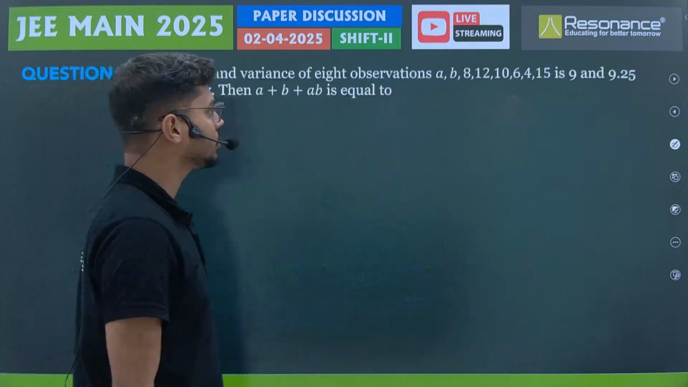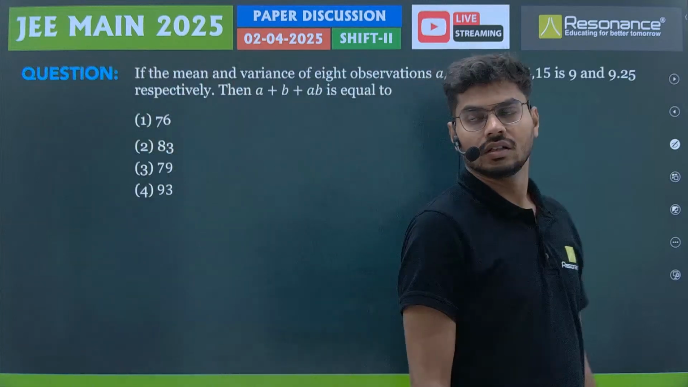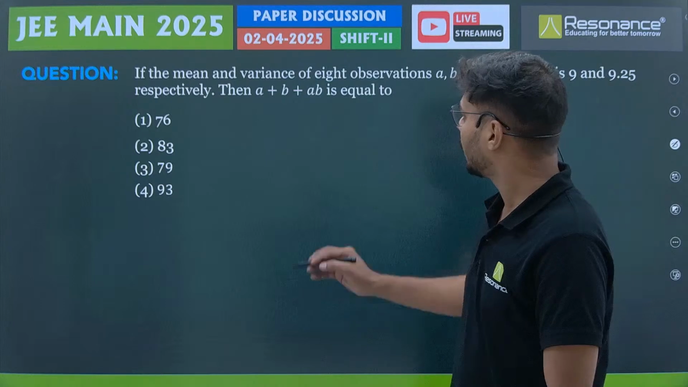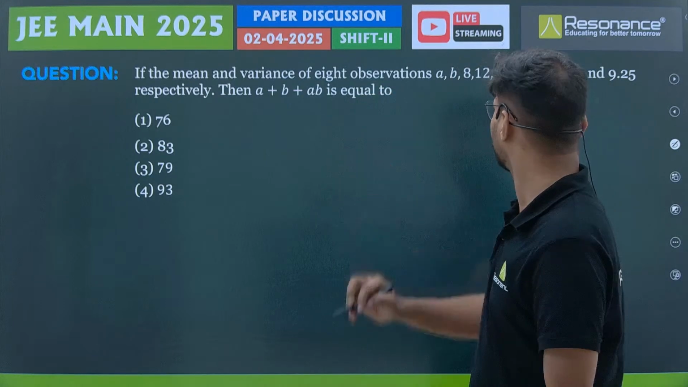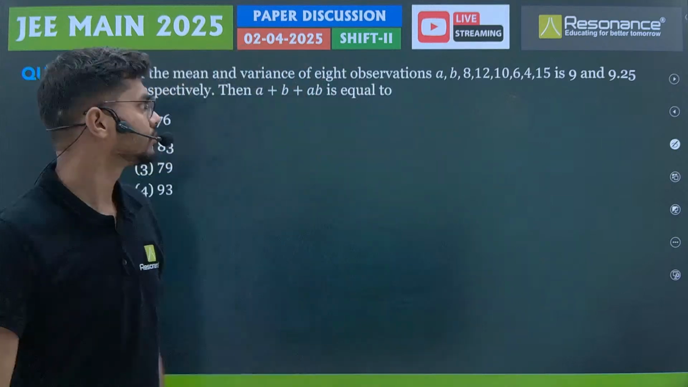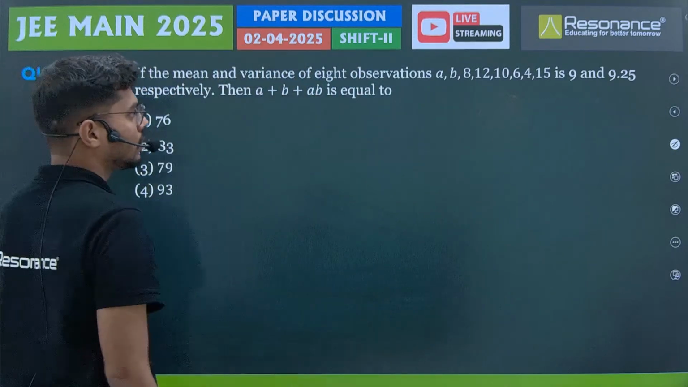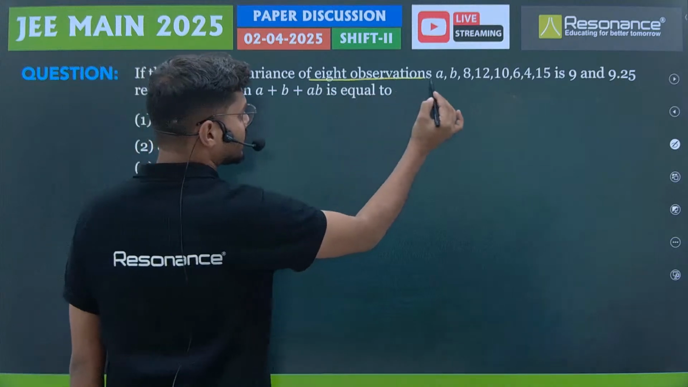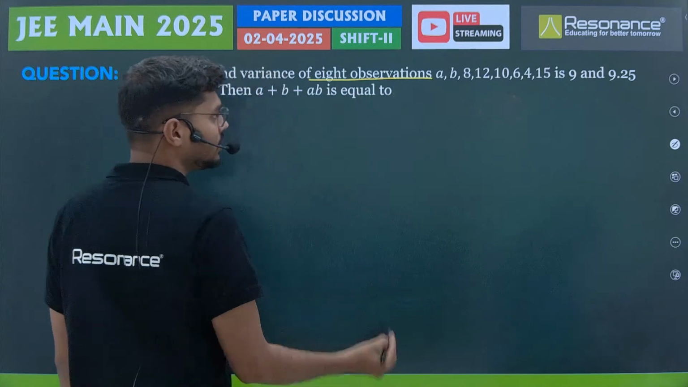So moving on to the next question, which is based on the mean and variance of 8 observations. Okay, a variance question, a mean question, we have to find this thing, right? So what is given? Total there are 8 observations. Mean is 9. What is mean? Add all the values.